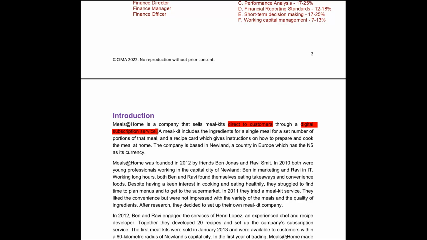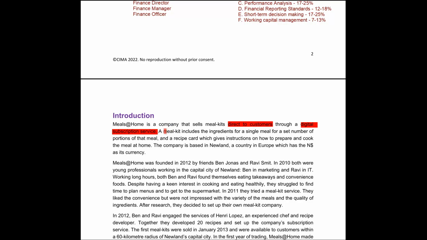The fact it's digital as well, maybe that has implications for the kind of customers that this company are targeting. Customers that are perhaps a little less familiar with digital technology, i.e. maybe elderly customers. Maybe not the type of customer segment that Meals at Home are going to be targeting, since they are using a digital subscription service. And furthermore, the fact that it's a subscription service means that customer retention is going to be a key focus for this company, because they are going to want those subscription payments to keep coming in. They want to stop people cancelling their payments.